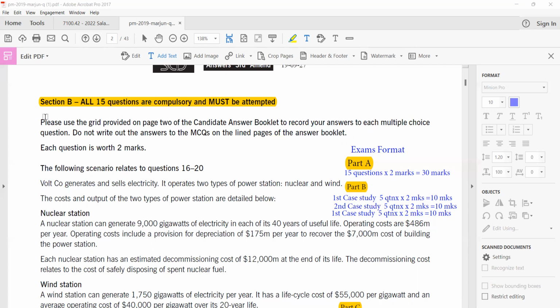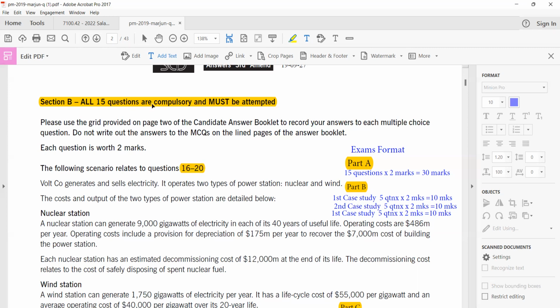So we have a perfect example of what I want to talk about. Here, it's a mini case study, and we are going to use it to answer questions 16 to 20. Questions 16 to 20 is 5 questions. Question 16 itself, 17, 18, 19, and 20. So you can see that this is a mini case study with 5 questions for 2 marks each, giving you 10 marks in total.